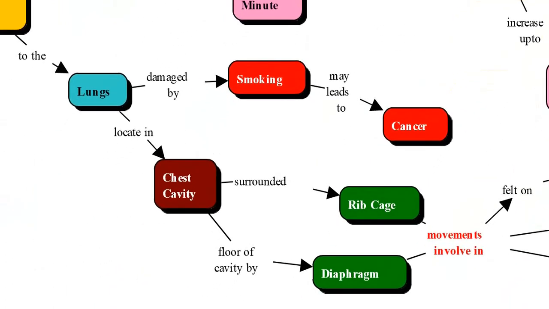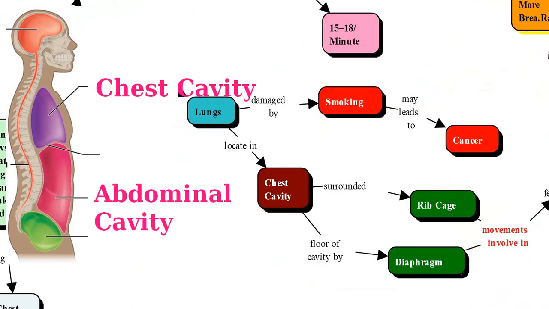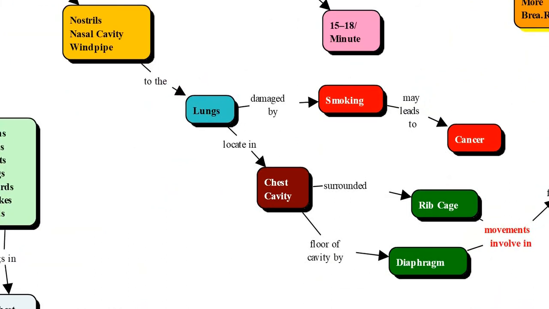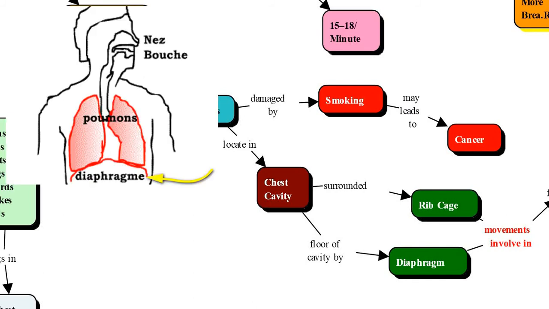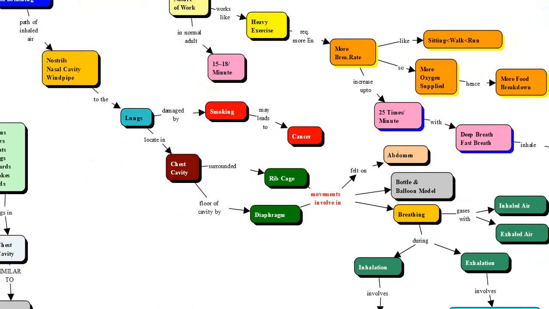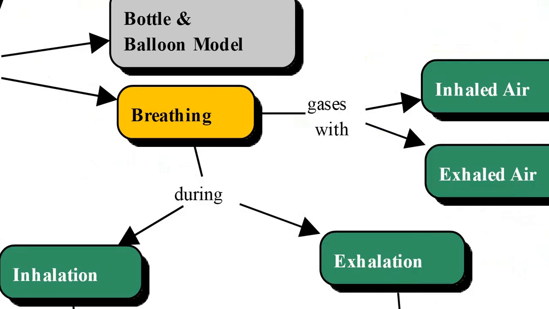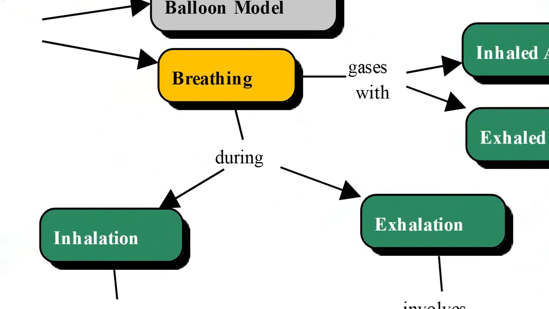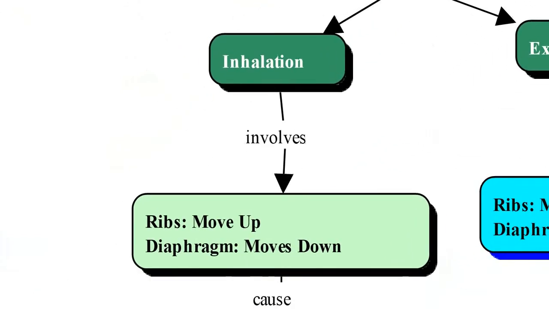Lungs are located in the chest cavity. Chest cavity is surrounded by the rib cage. Chest cavity floor is occupied by a muscle called the diaphragm. Rib cage and diaphragm play an important role in breathing. Now let us look at the mechanism of inhalation and exhalation. First we will look at inhalation.